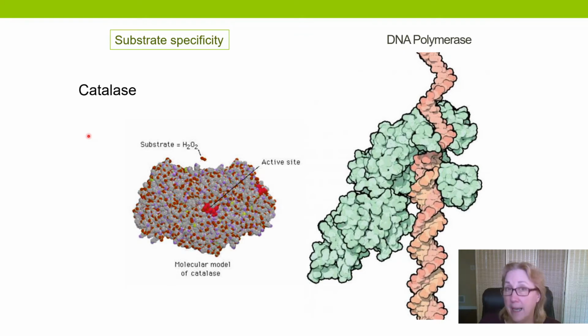That's why if you buy hydrogen peroxide, it's in a brown bottle. It helps keep light from hitting it, which will also make this reaction occur more quickly.